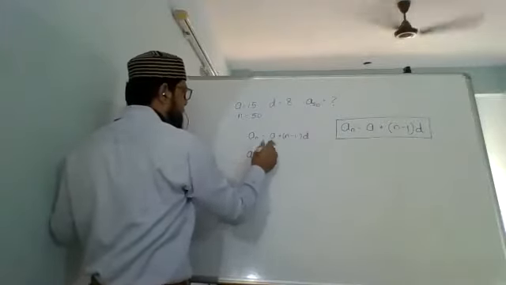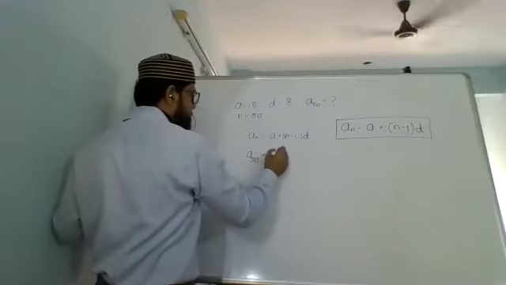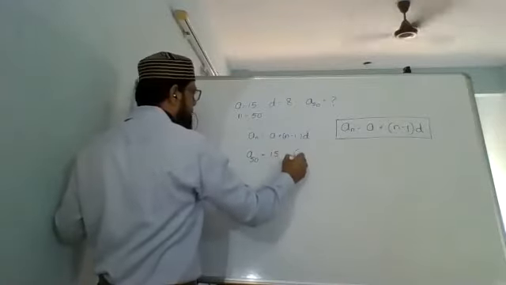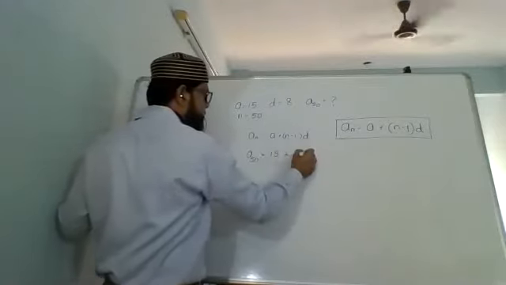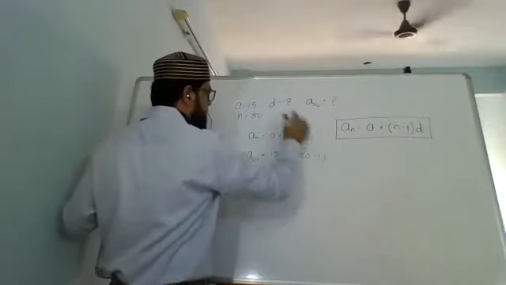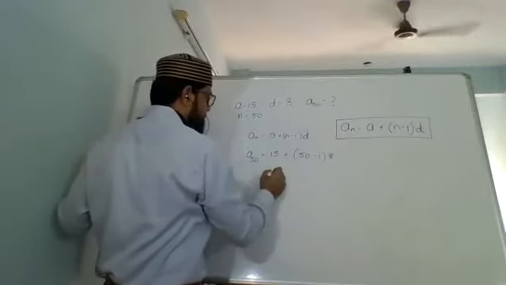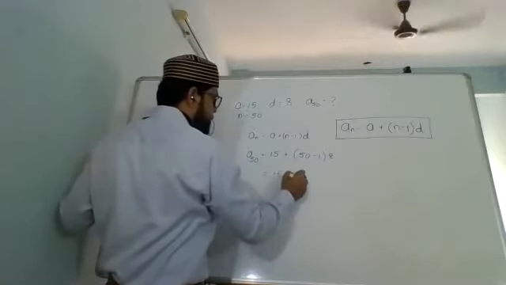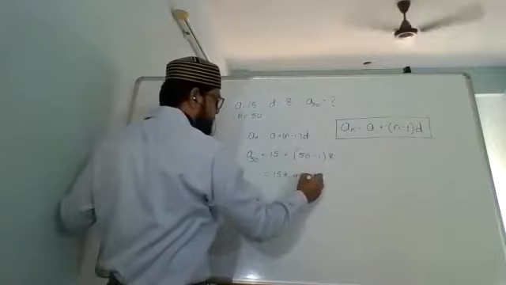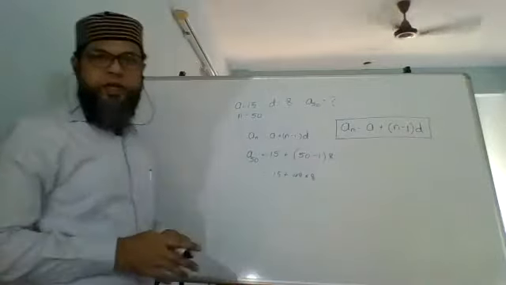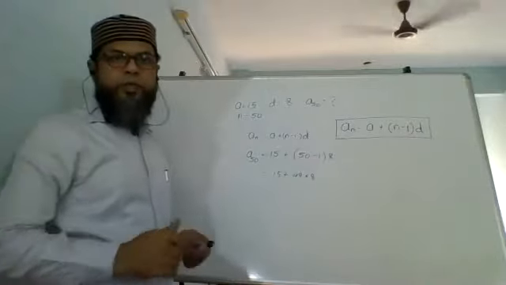A का वैल्यू दिया है 15. n का वैल्यू दिया है 50 minus 1, d का वैल्यू भी दिया है. So how much is this? 15 plus 49 into 8.